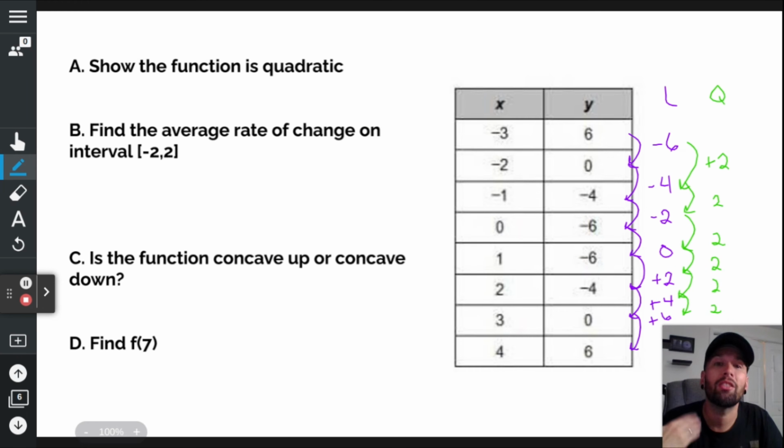It's the same. Find the average rate of change on the interval -2 to 2. All right, now I am going to use that formula.